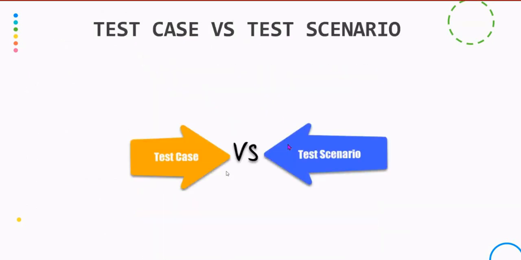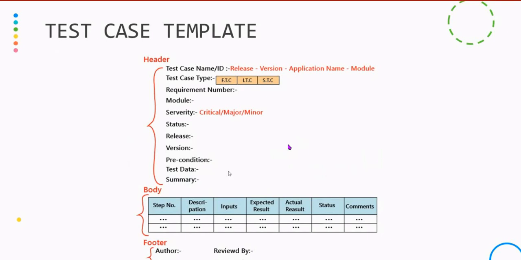So this is the test case template, where this is the header. The header contains test case name or ID, which is when it is released, the version, and what is the application name and which module we are testing. And test case type, it can be a functional test case, or integration testing, or system testing. Whatever type it is, that will be mentioned here. Requirement number, so it depends on the requirement document that is given, and the module which you're working on.